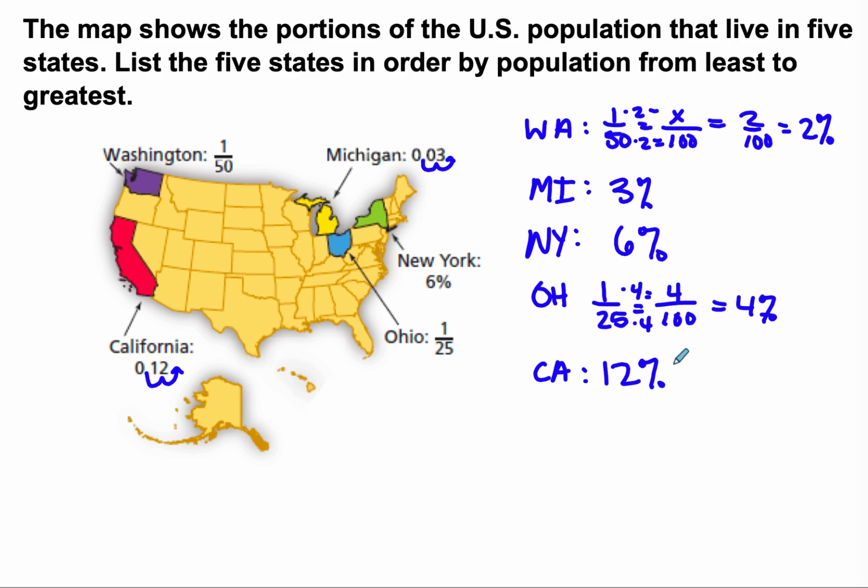Now I'm ready to order. They tell us least to greatest. So I'm listing the names of the states here. Okay, so let's see. I have 2%, 3%, 6%, 4%, 12%. 2% is going to be my smallest. So Washington, I'm just going to use the abbreviations for the state. Michigan comes next. Then my 4% for Ohio. My 6% for New York. And the 12% for California.